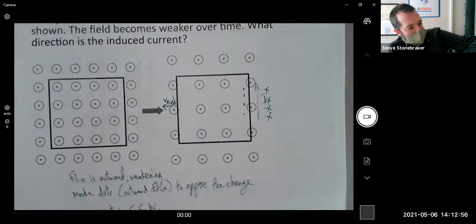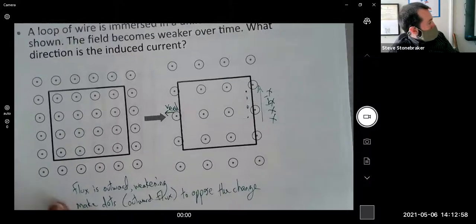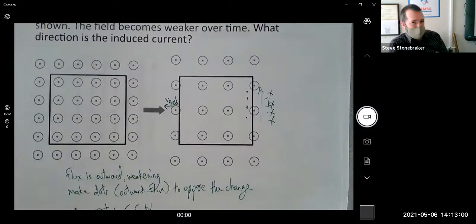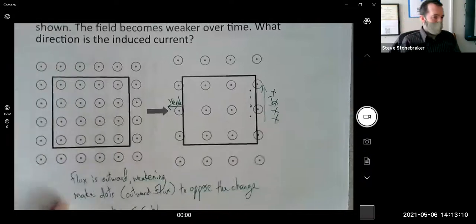So depending on the question that you're doing, sometimes the flux reasoning is harder, sometimes the flux reasoning is easier, because you don't have to worry about changing your reference frame or anything like that.